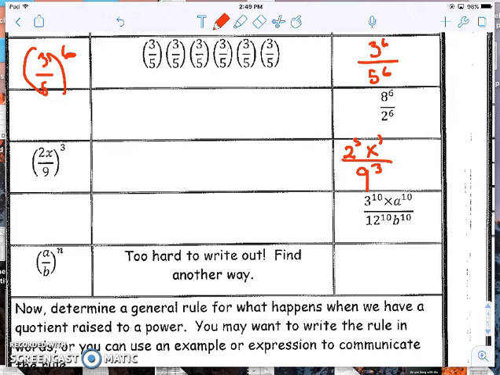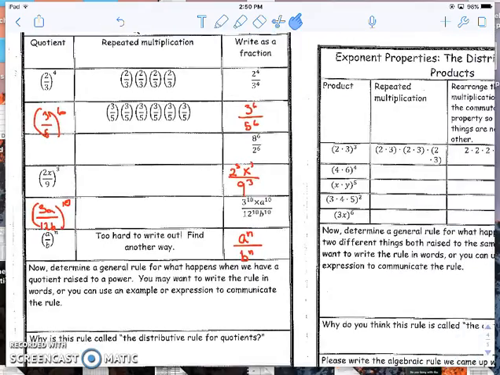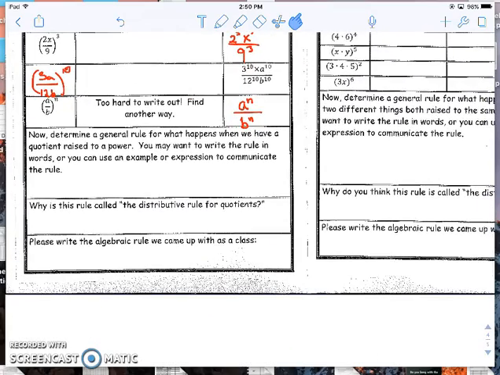So this one is all to the 10th, so this has to be 3a to the 10th divided by 12b to the 10th power. Another way to write it would be a to the n divided by b to the n. So a general rule, we could use just what we had up here: a over b to the n power equals a to the n over b to the n. So why is it distributing? Because we're actually distributing there.